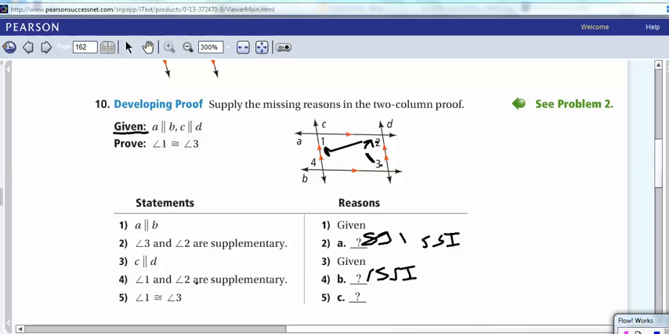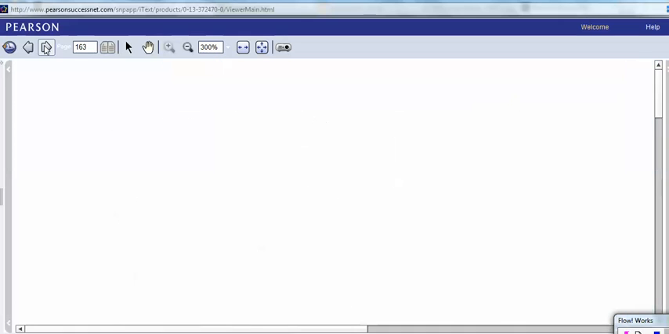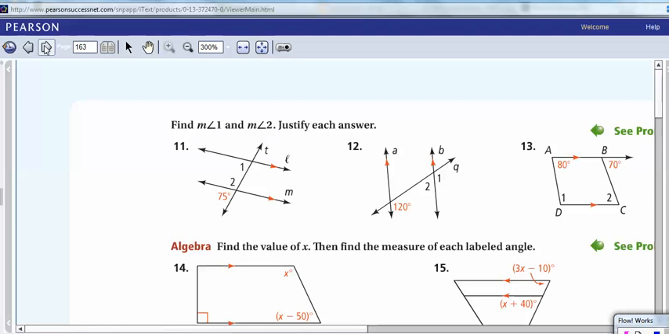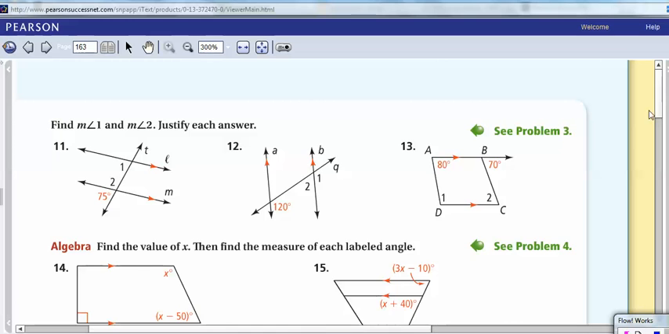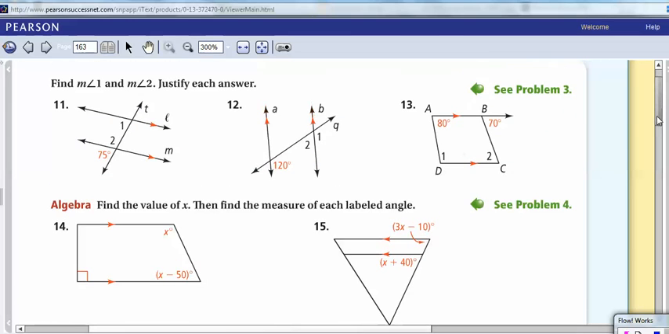Alright, a couple more pictures to look at. Pretty straightforward, right? Now over here, what did I tell you to do?